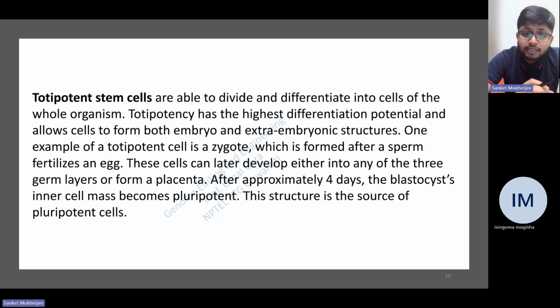Then there are totipotent stem cells. They are able to differentiate and divide into cells of the whole organism. That also includes the placenta. One example of a totipotent cell is a zygote, which is formed after a sperm fertilizes an egg. These cells can later develop into any of the three germ layers and/or form a placenta. After approximately 4 days, the blastocyst inner mass becomes pluripotent. This structure is the source of pluripotent cells.